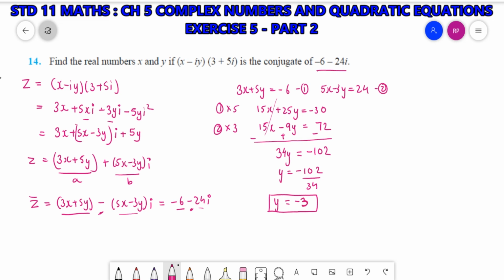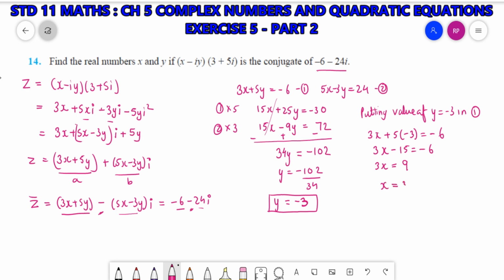Now putting the value of y as −3 in equation 1, I will get 3x + 5 × (−3) = −6. 3x − 15 = −6. So 3x will be equal to −6 + 15, that is 9. So the value of x is equal to 3. So the value of x is 3 and y is −3. So this was about question number 14. Just note it down.